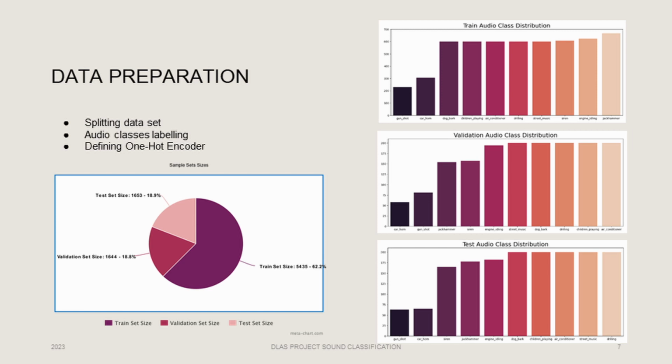The following step is the audio classes labeling. The encoded labels are retrieved by mapping their names from the data frame. The 10 classes are air conditioner, car horn, children playing, dog bark, engine idling, gunshot, jackhammer, siren, and street music.